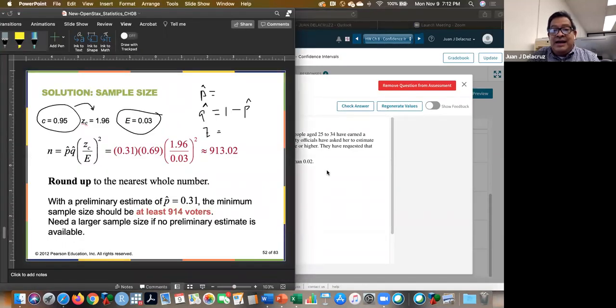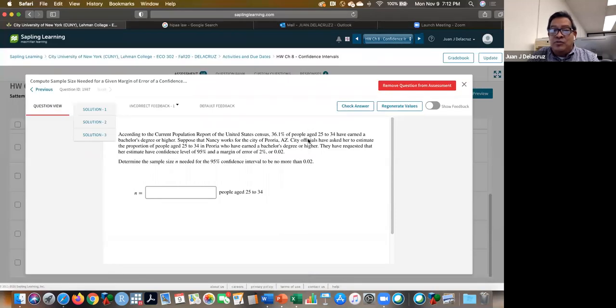And how do you know that this is the right tool? Once again, it's asking you for a proportion. This is a proportion. This is not the mean value. So that means this is P hat, or P in this case. Census means population. So you are trying to find the best sample size that you can use. All you can do is use these values and compute.